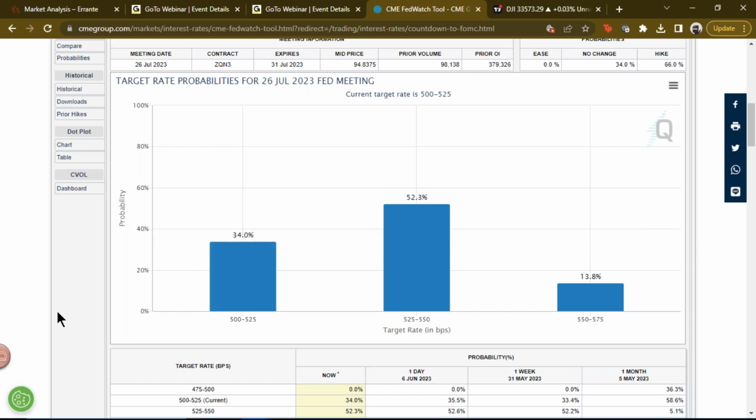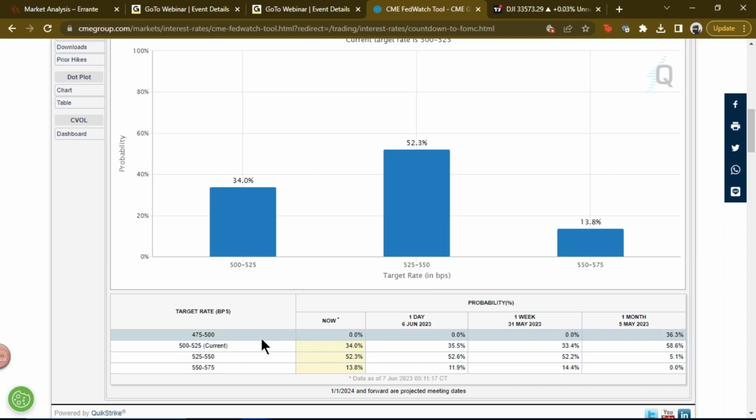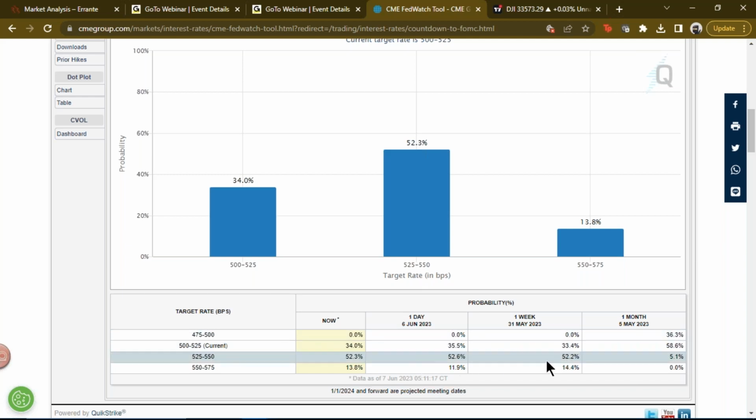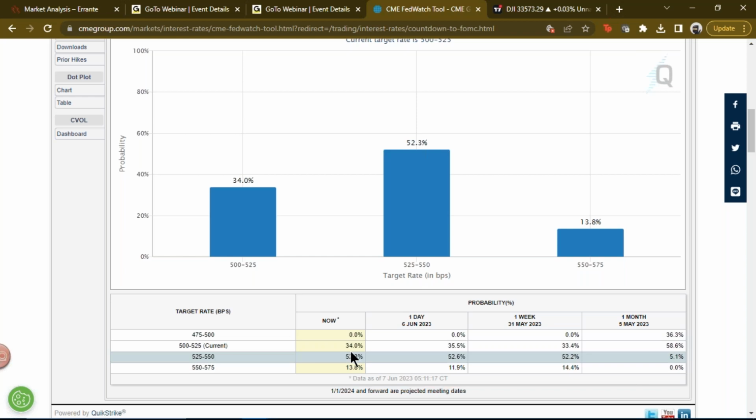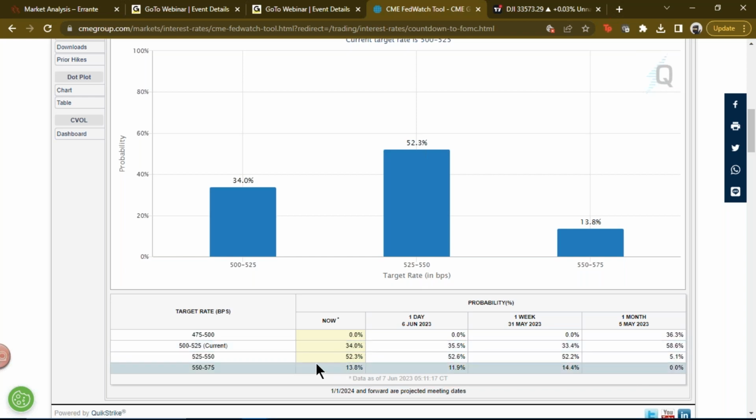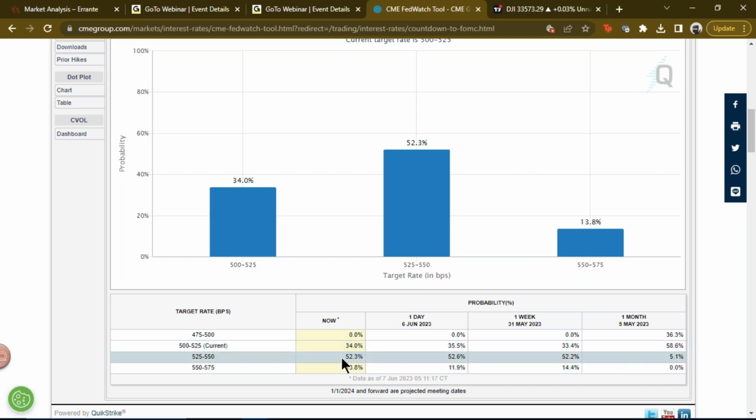And interesting really that if you look at previously, even a month ago it was around the 60% mark that we stay at 5% to 5.25% at the July meeting, but now there's more of a chance that we get a hike. And again, you can see the difference: 52% now for a 25 basis point hike in July. That was just 5% a month ago.